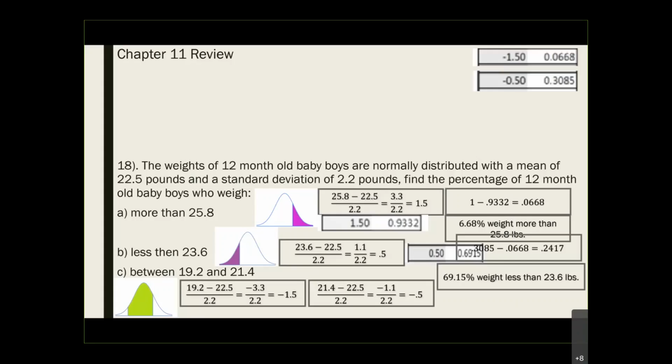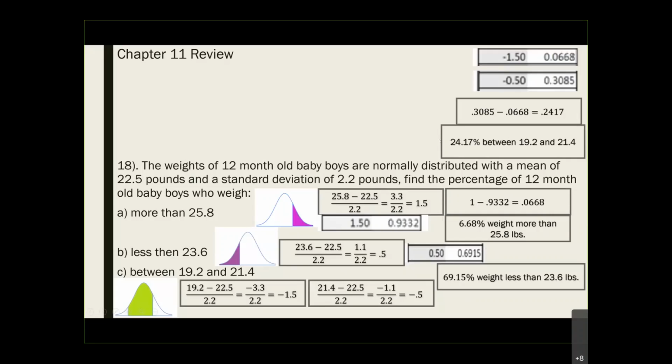Then we need to take the two percentages and subtract them from each other. Please do not take the z-scores and subtract them, okay? We take the percentages and subtract. We have 0.2417, which is 24.17% between this weight. So 24.17% of all of the 12-month baby boys are between the weight of 19.2 and 21.4, okay?